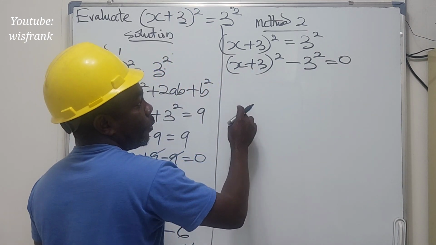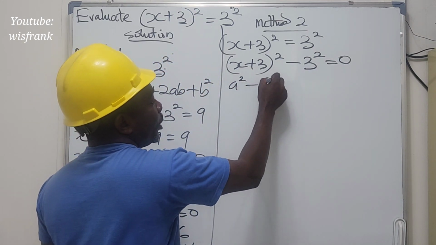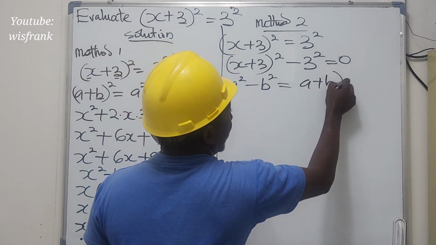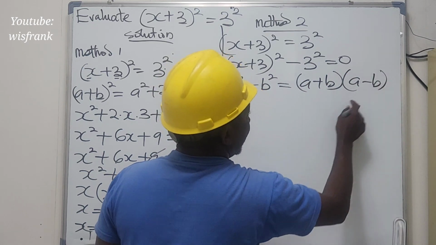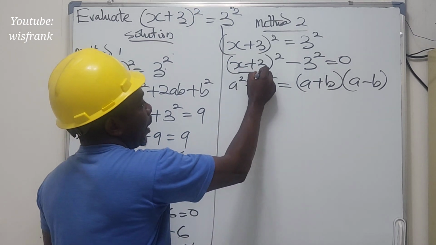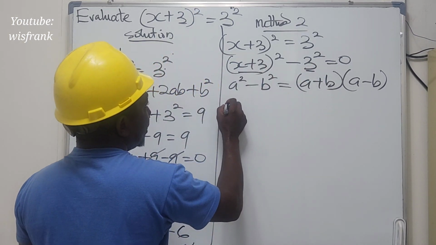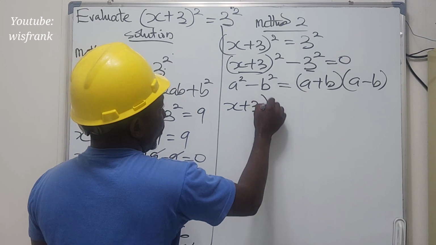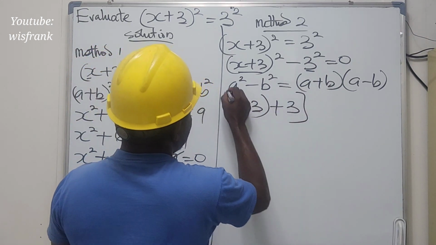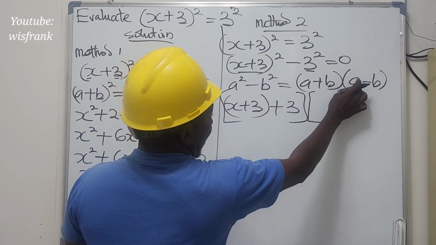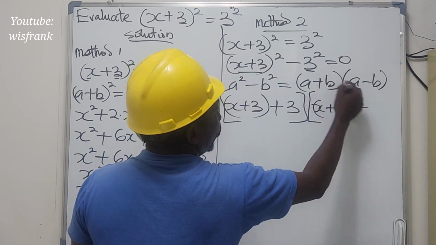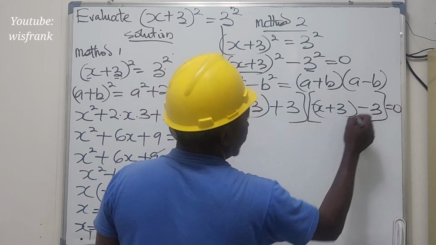We can say that this is in a form where we have a² − b², the difference of two squares, which will give us (a + b)(a − b). So here we are going to express this in this format. This is our a and this is our b. So this will give us (x + 3), then we have plus our b, which is 3. Then we open another bracket, we have our a here, which is x + 3, minus b, which is 3. So this all equals 0.